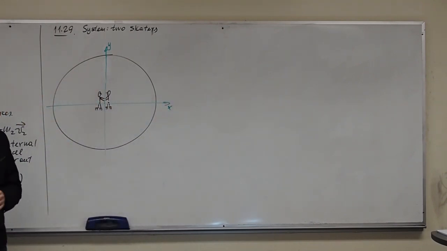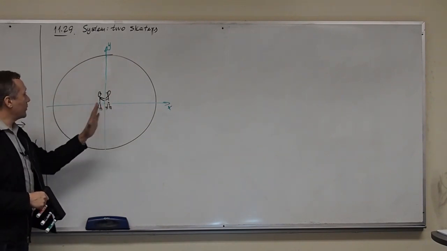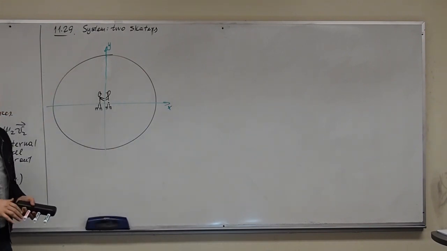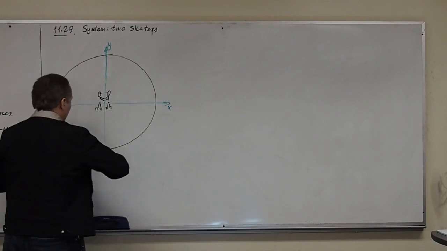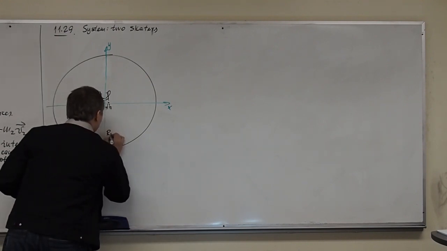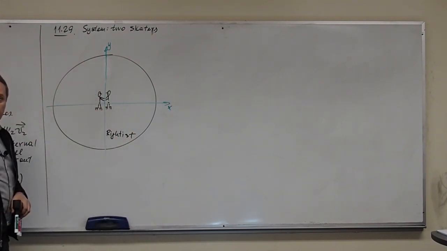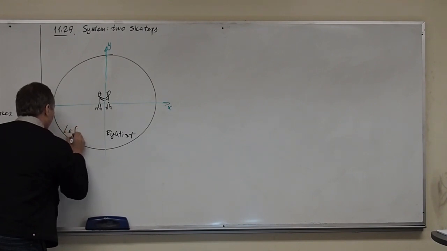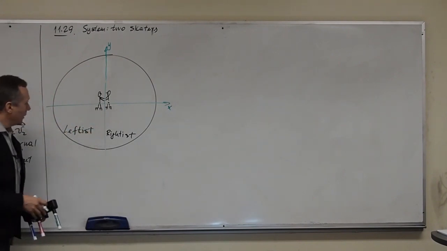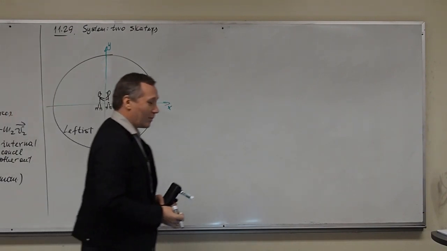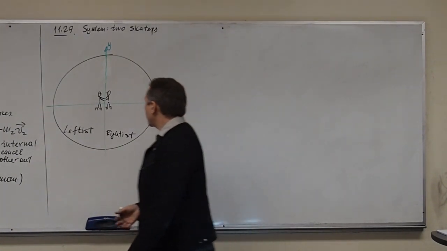Now, before I start giving any numbers, let's label this person and that person. Since this person is on the right side of the picture, let's call it the rightist. And since this person is on the left side, let me call it the leftist. Maybe that's why they split up. Rightist and leftist, it's not a very stable couple. It's very unstable.